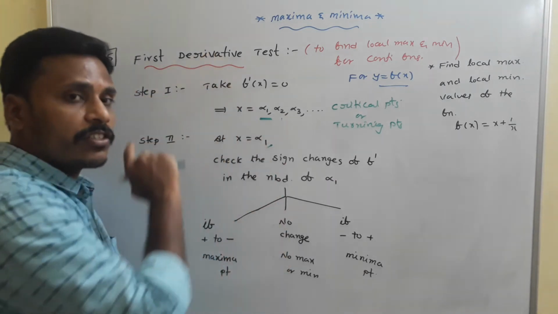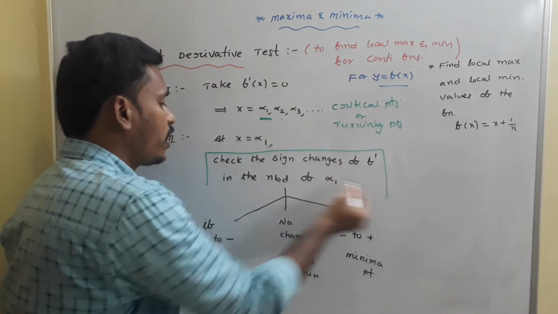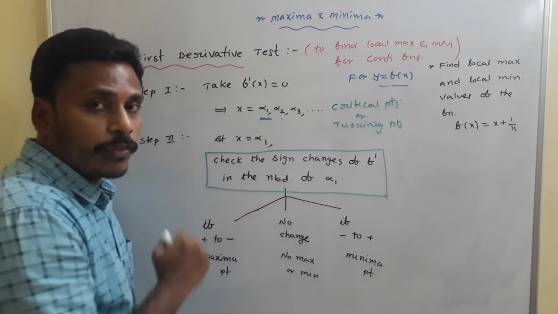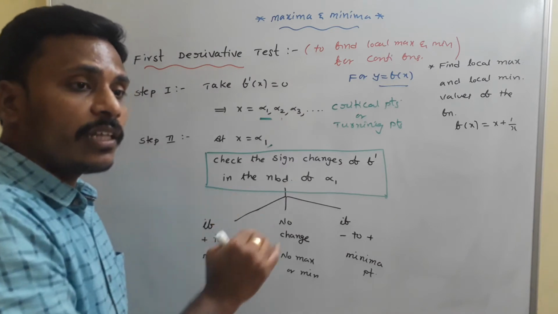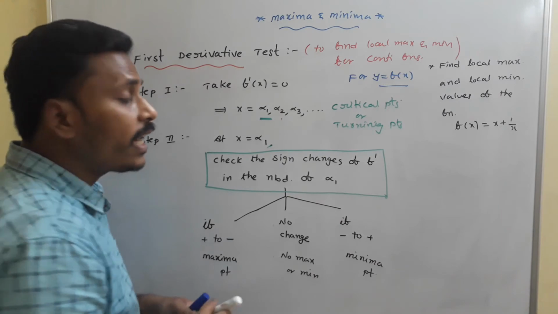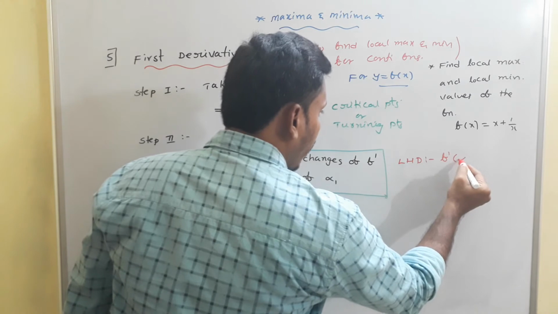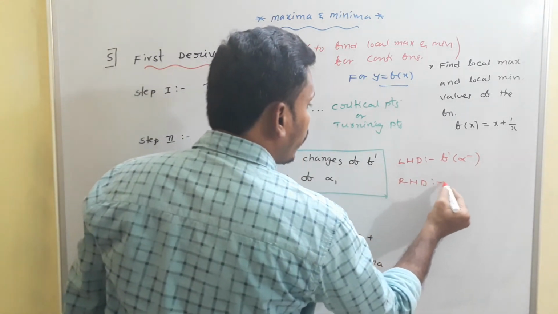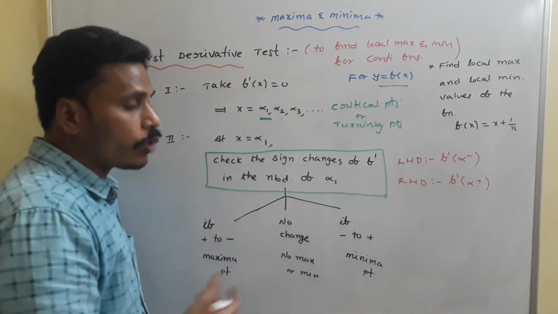whether it is a maxima point or minima point for the function y equals f of x using the first derivative test, you need to check the sign changes of f dash in the neighborhood of alpha 1. You need to check the derivative of the function on the left side of alpha 1 as well as on the right side of alpha 1. In that sense we need to check the left hand derivative, which we usually represent as f dash of alpha minus 1, as well as the right hand derivative, which we usually represent as f dash of alpha plus.